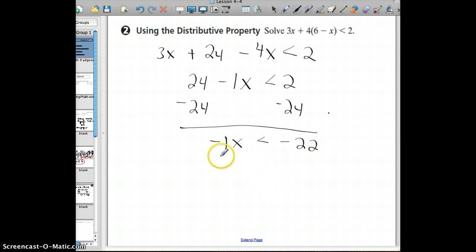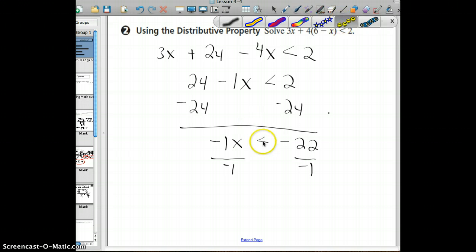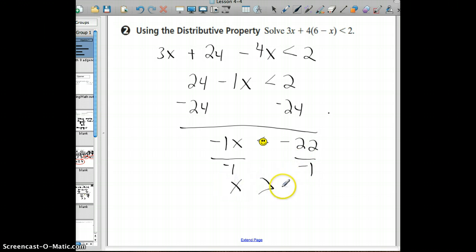Now in my next step here, I need to divide by a negative 1. I'm dividing both sides by a negative 1. And like yesterday when we talked about it, if I divide by a negative 1, I have to remember I need to flip that inequality. So my original inequality was a less than sign, so now it's going to be a greater than because I divided both sides by a negative, and I'm left with x is greater than 22. Let's check and see how that works.